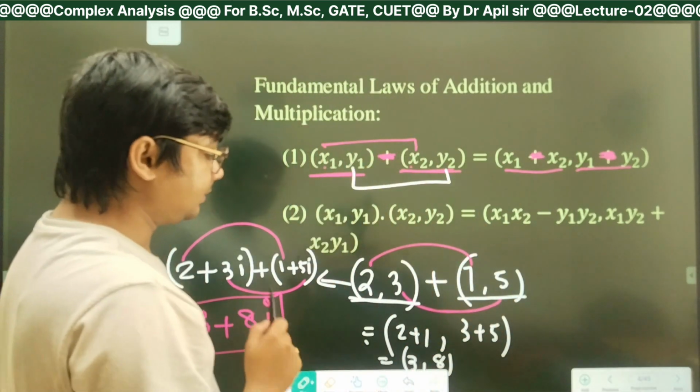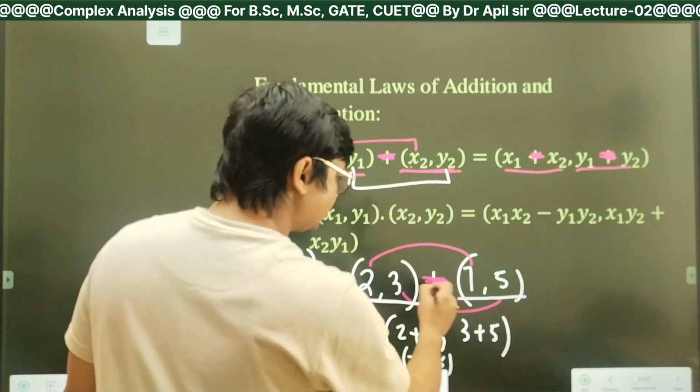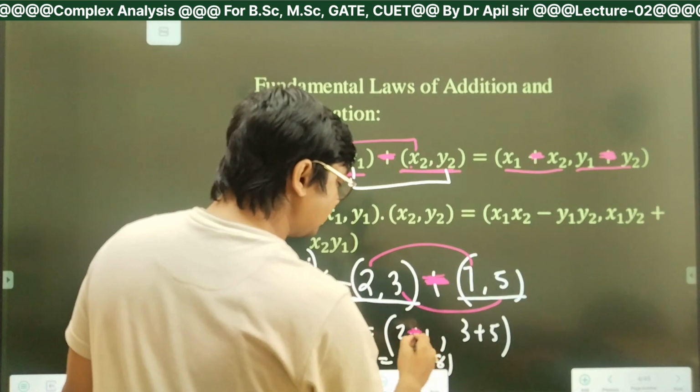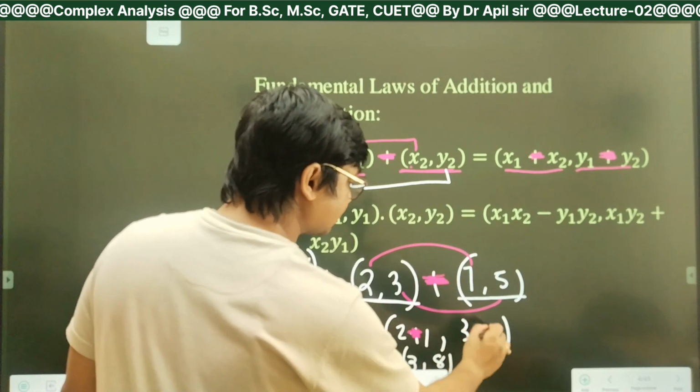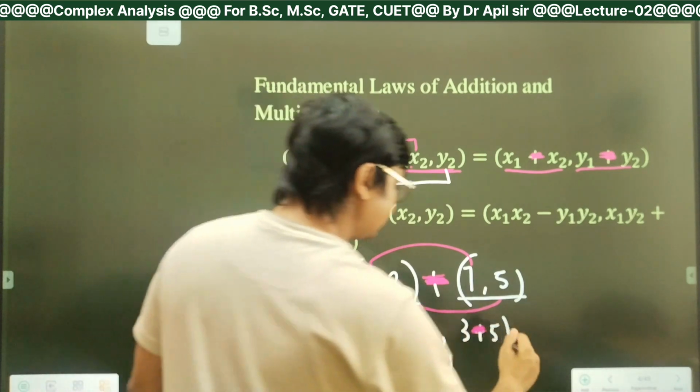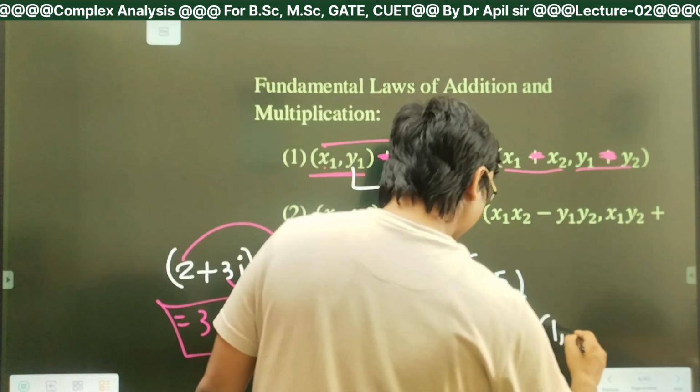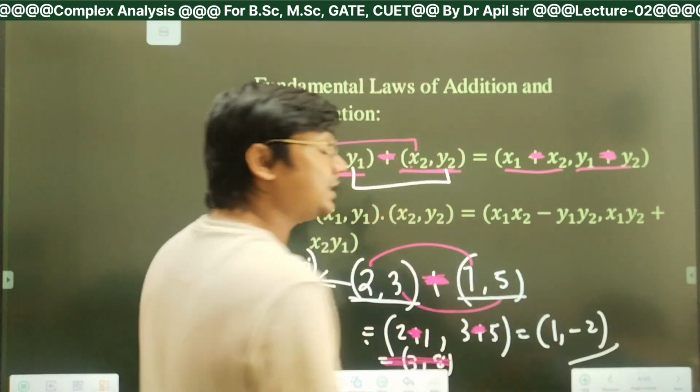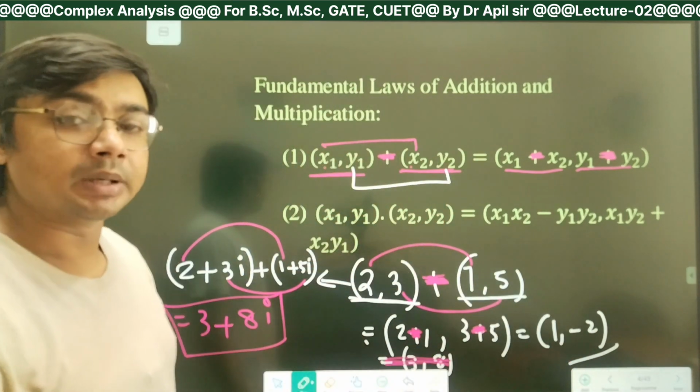Is it okay? What will be the difference of these two? This will be 2 minus 1 and 3 minus 5, right? So what will be this value? This will be 1 comma minus 2. So this will be the difference of these two complex numbers.